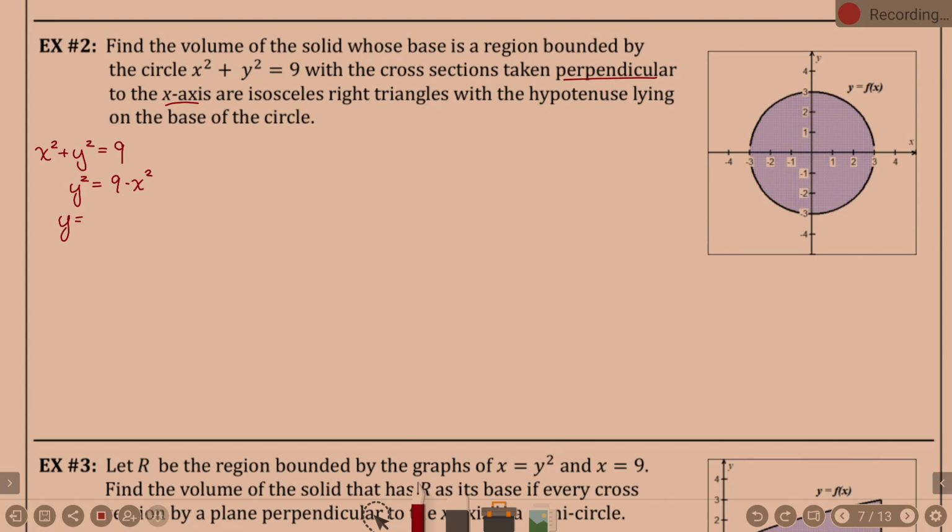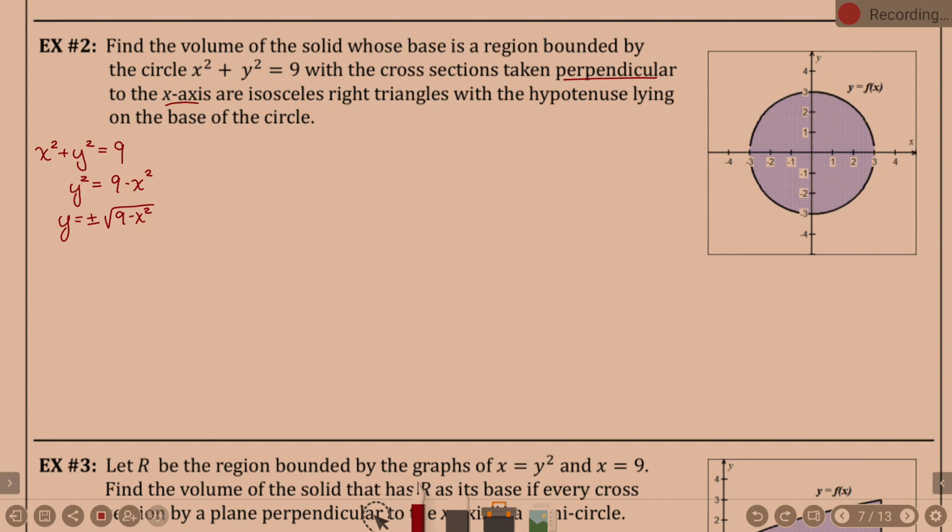Y equals the square root of 9 minus x squared. Plus or minus. Does leaving the gap help you there? Chris, you can't get the difference of squares. You're square rooting it, you're not trying to get the difference of squares. I mean, I can factor into 3 minus x and 3 plus x, but that doesn't help. I'm square rooting. Oh, I see. Okay.